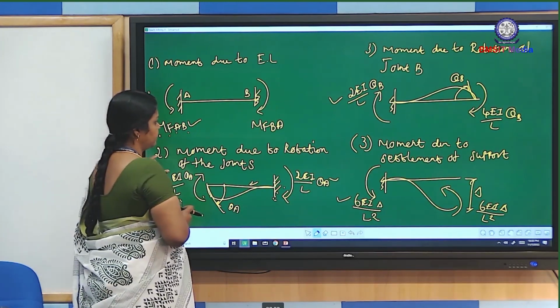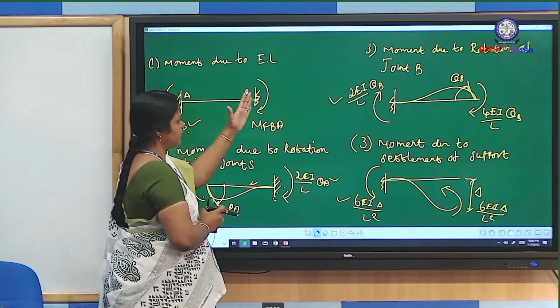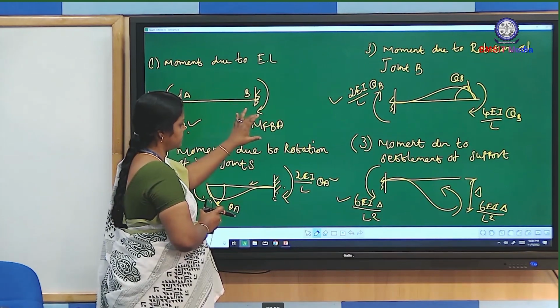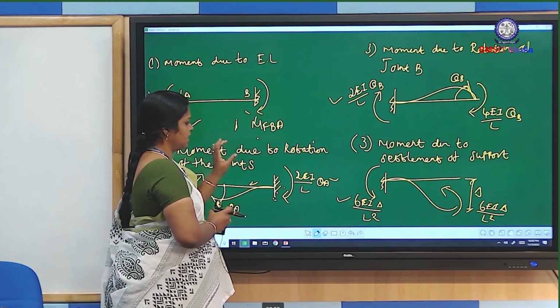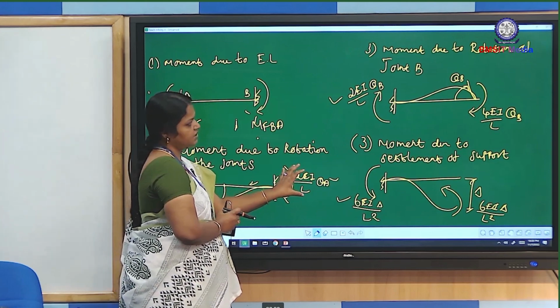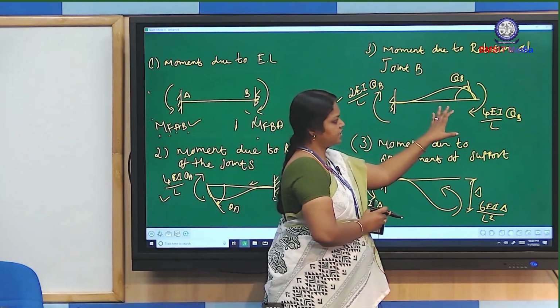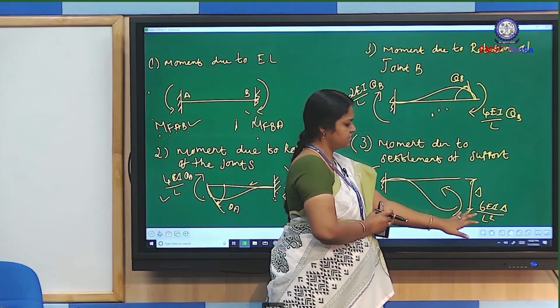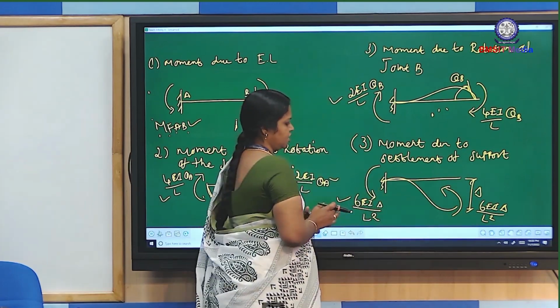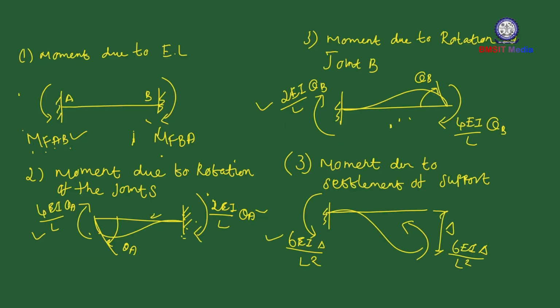If you want to find the end moments at joint B, we have to add this end moment M of BA, plus 2EI divided by L theta A, then 4EI by L theta B, then 6EI delta by L square. If we superimpose this, we can get the final equation. That equation is called the slope deflection equation. So that is the slope deflection equation at end A.